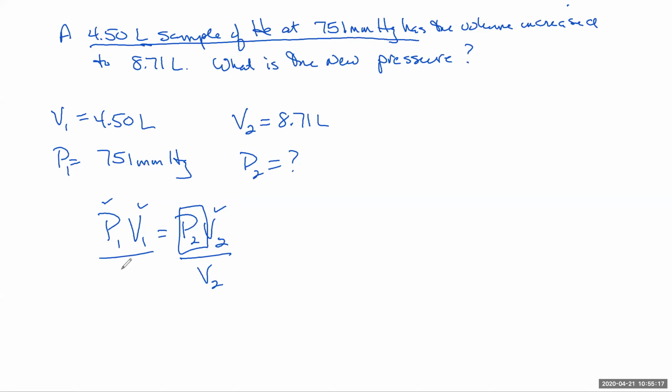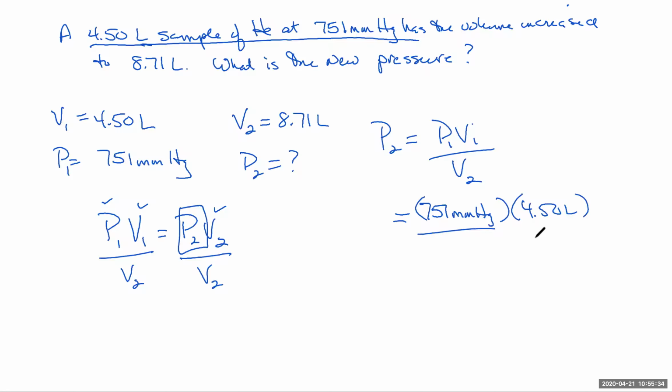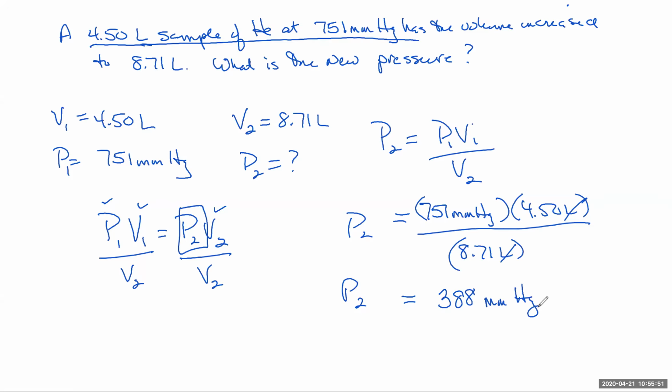Divide by V2. I'm going to have P2 is equal to P1 V1 over V2. Plug in all your values. P1, 751 millimeters of mercury. V1, 4.50 liters. V2, 8.71 liters. And liters will cancel. And if you plug that through, I believe you get 388 to 3 sig figs. And my unit will be millimeters of mercury. I could have had different units for pressure. Whatever units for pressure I put in is the unit for pressure I'm going to get out.